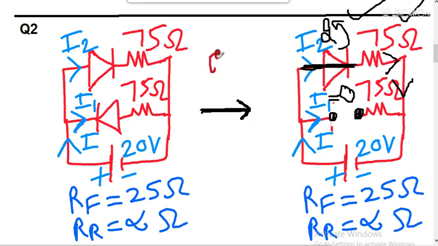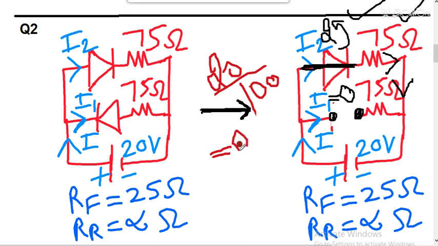Finally our answer was 20 by 100 ampere, that is equal to 0.2 ampere. So this was the first question that we have done. 0.2 ampere will be the value of I2 as well as current I. These two have equal values.